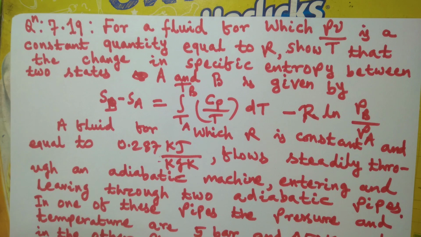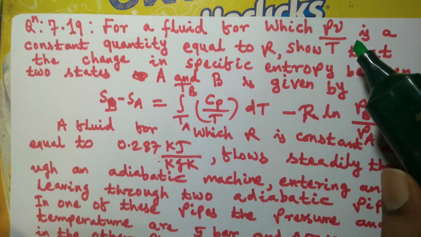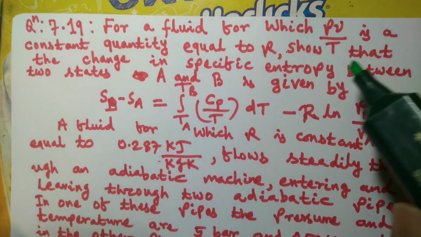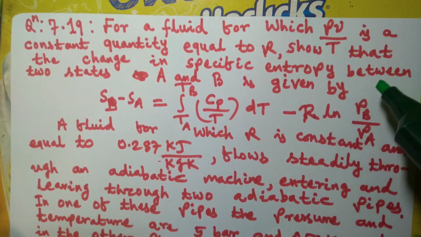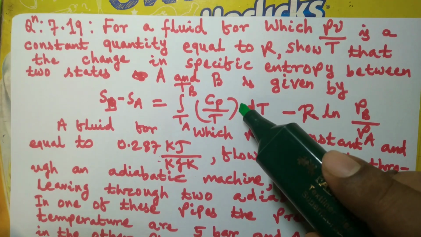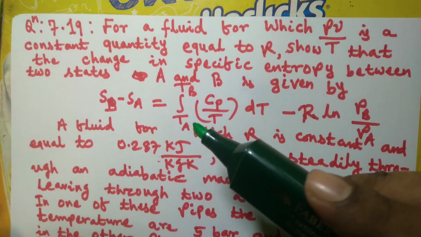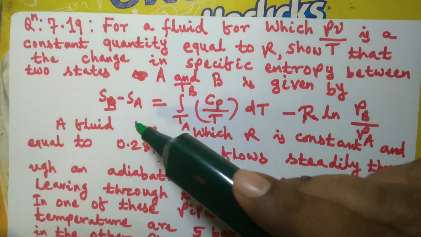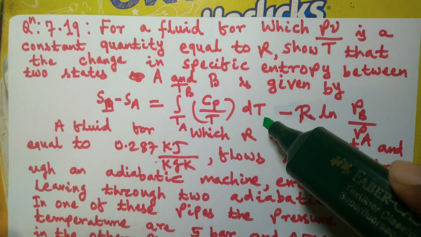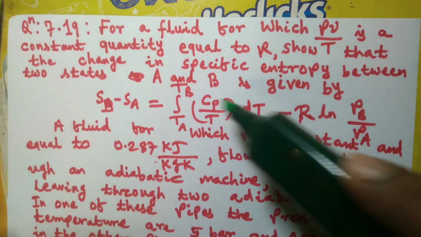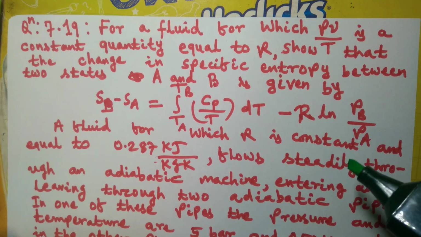Let's get started. So question number 7.19 is like this. For a fluid for which Pv/T, in fact this small v is specific volume, is a constant quantity equal to R, so that the change in specific entropy between two states A and B is given by S_B minus S_A, this is change in specific entropy, integral of Cp/T dT, and limit is from Ta to Tb, minus R ln(Pb/Pa).